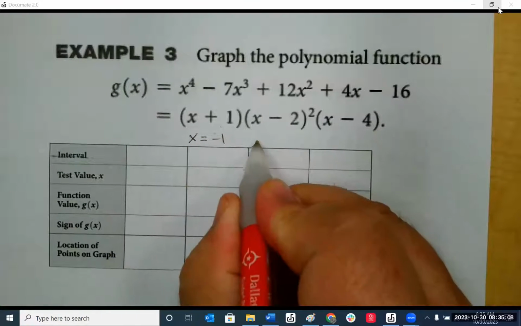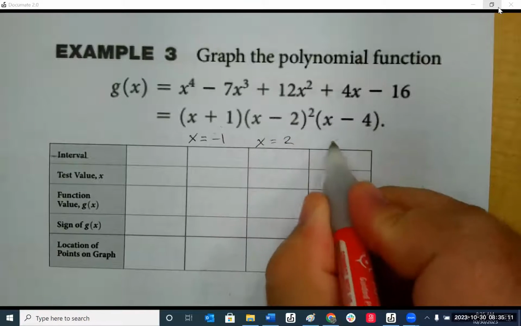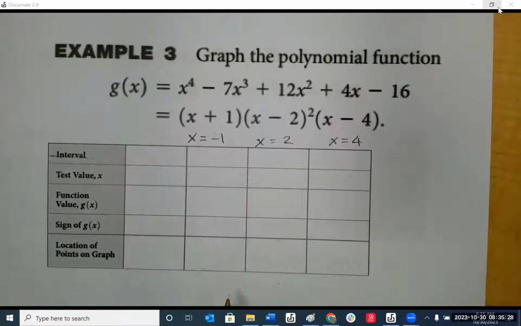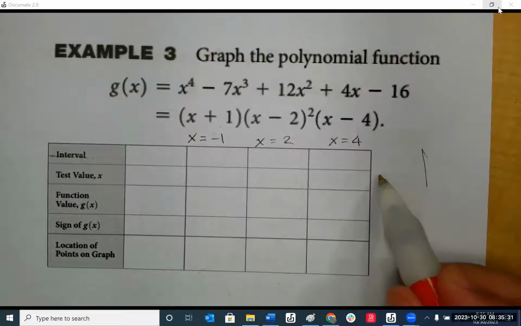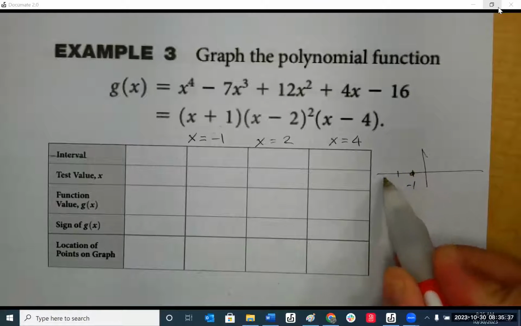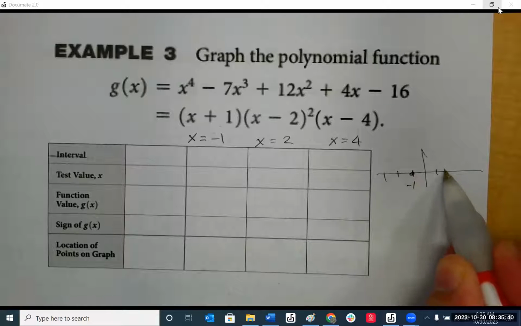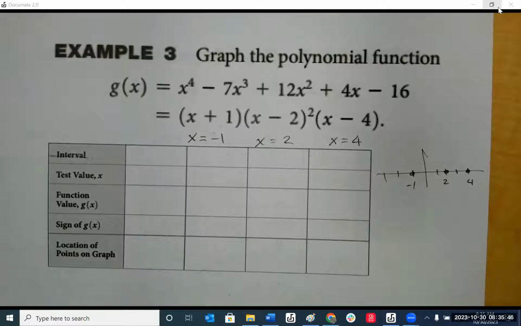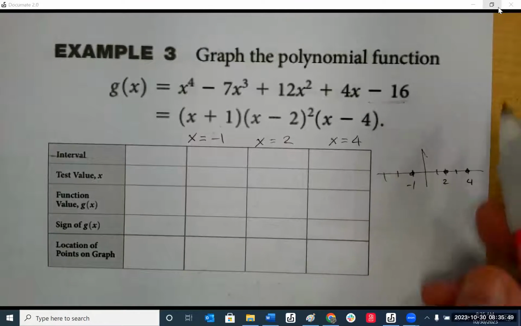which means your solutions are going to be -1, +2, +4, because it's always the opposite of set it equal to 0. So we have our x-intercepts at -1, 2, and 4. We know the y-intercept is at -16.